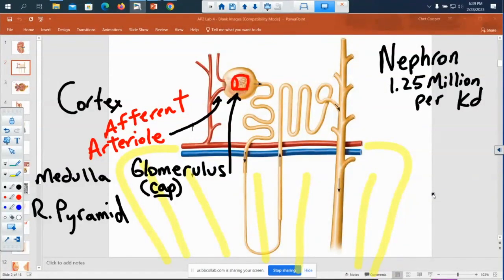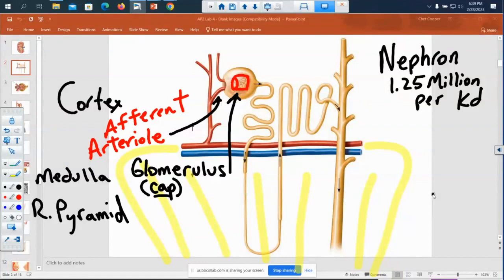Wow. The average person has 1.25 million of these in each kidney. So that's a lot. They're tiny. We know how tiny capillaries are. They're invisible to the naked eye, so these nephrons are pretty tiny too. Most of the tubes are so small you wouldn't even tell they're tubes if you saw a kidney cut.